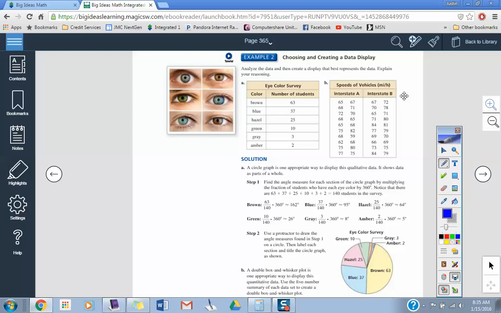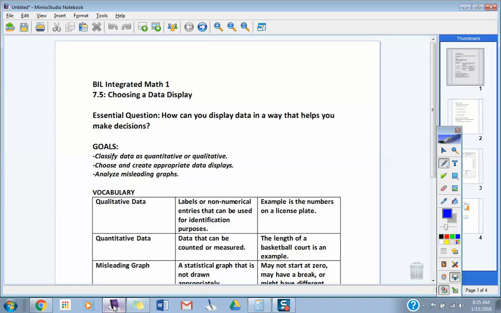So, guys, 7.5 is titled Choosing a Data Display, and again, we've talked about a ton of them. And what we want to know is the following. How can you display data in a way that helps you make decisions? In other words, here's a bunch of data. How could you put that in some type of chart to be able to make some decisions about your data? And what do you want to know about your data?